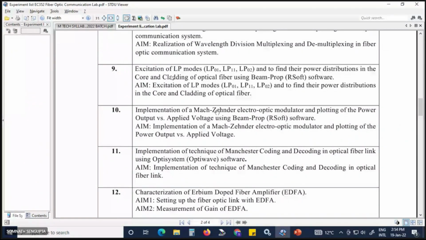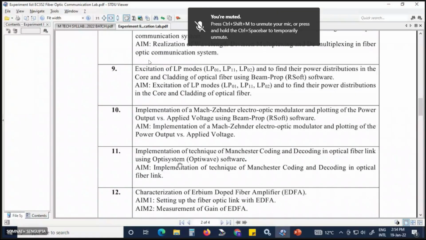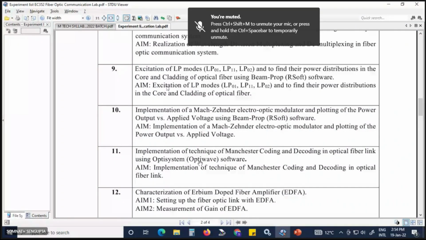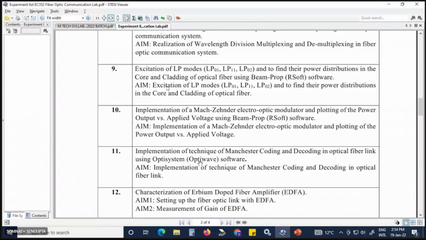We use 2 softwares. One is the beam propagation software, BeamPROP. Another software is OptiSystem, from OptiWave. OptiSystem is actually for simulation of the whole optical communication system.